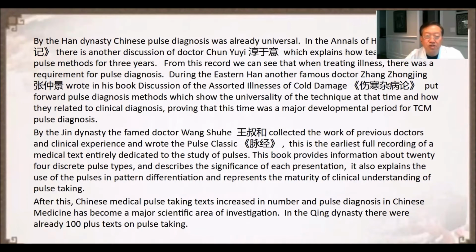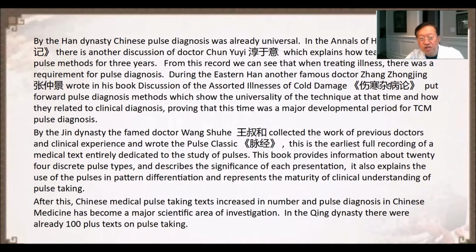By the Jin Dynasty, the famed doctor Wang Shuhe collected the work of previous doctors and clinical experience and wrote the Pulse Classic. This is the earliest full recording of a medical text entirely dedicated to the study of pulses. This book provides information about 24 discrete pulse types and describes the significance of each presentation. It also explains the use of pulses in pattern differentiation and represents the maturity of clinical understandings of pulse taking.